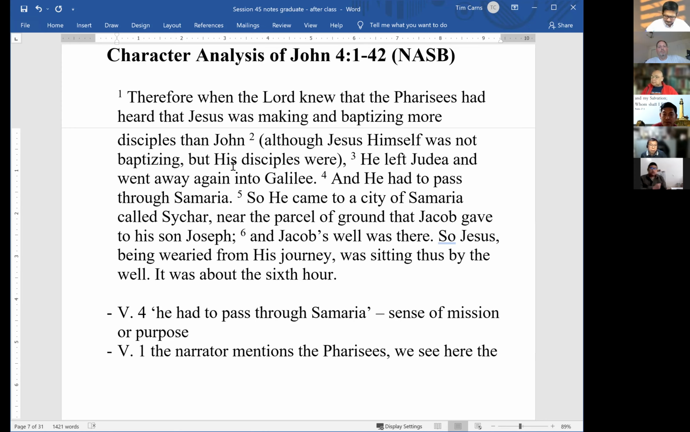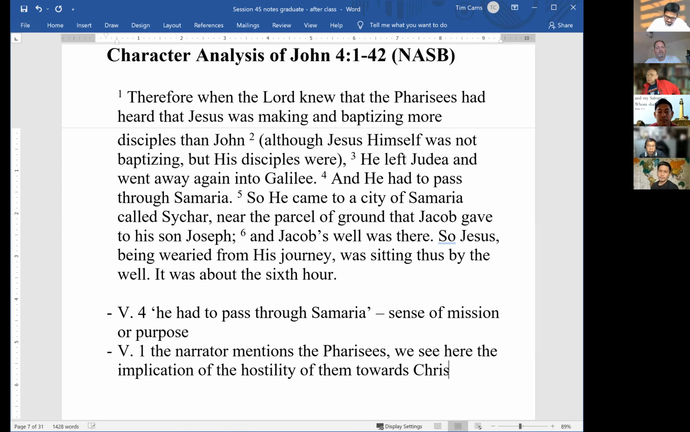Correct. And so what's the implication? Why would that prompt him, do you think, to leave? You would think if he's making more disciples, if he's baptizing, then actually things are going pretty well. So why would he leave? They were out to get him. Yes, we see here the implication of the hostility of them towards Christ, right? And the antagonism. And how might that be significant?